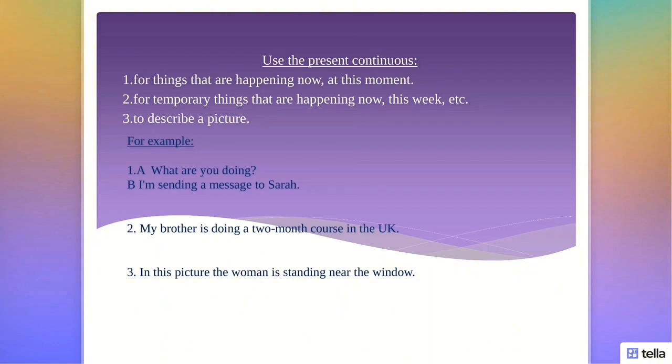The second reason is for temporary things that are happening now, this week, etc. For example, my brother is doing a 2-month course in the UK, so he doesn't usually do it, but he's doing it right now. Thus, we're using the present continuous tense to describe this situation. And the third reason is to describe a picture. For example, in this picture, the woman is standing near the window.